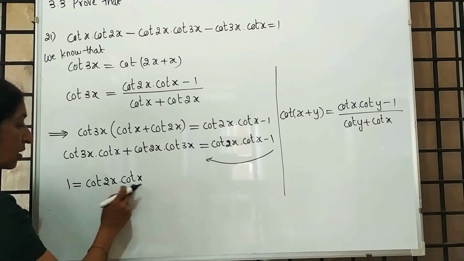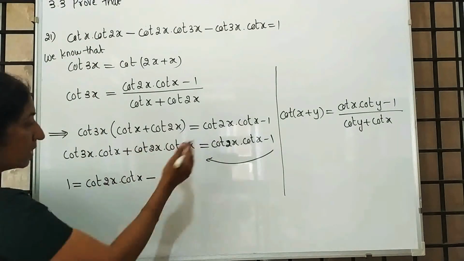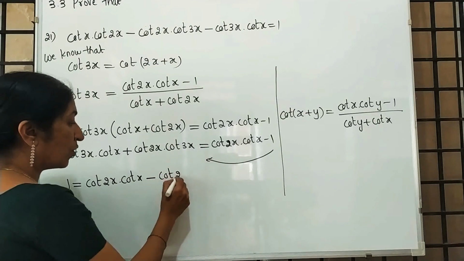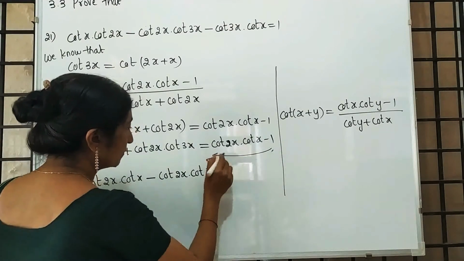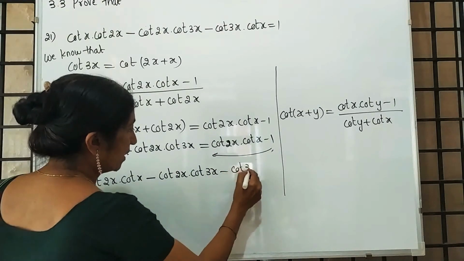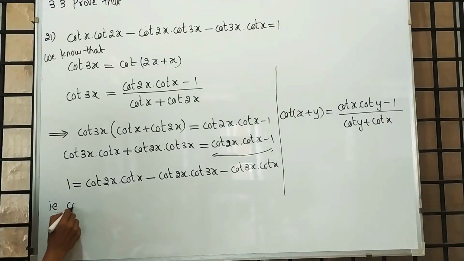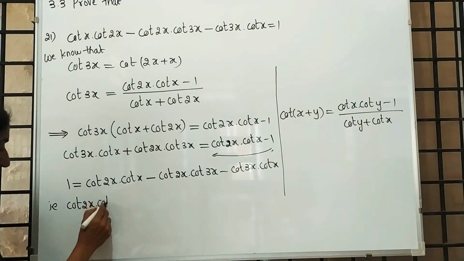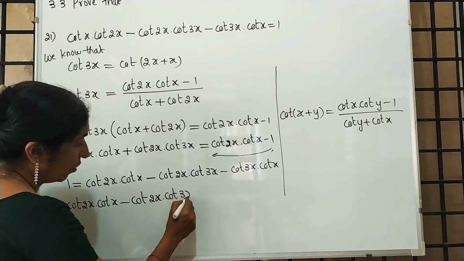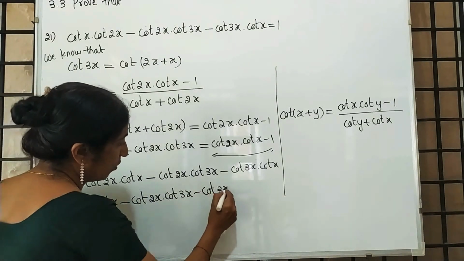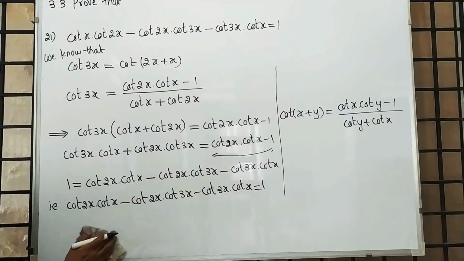Remember, cot 2x into cot x or cot x into cot 2x, they are similar. Minus this term on that side and this term also. It is cot 2x into cot 3x minus cot 3x into cot x. So this is the required answer, that is cot 2x into cot x minus cot 2x into cot 3x minus cot 3x into cot x is equal to 1. So this is the required answer.